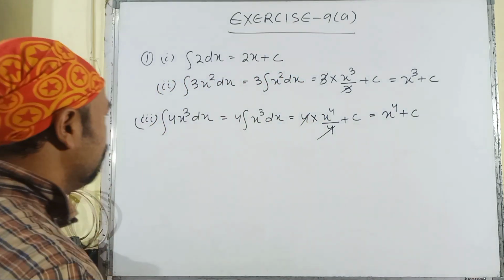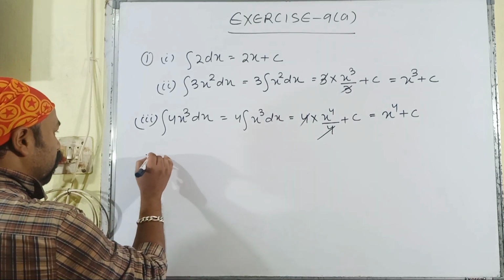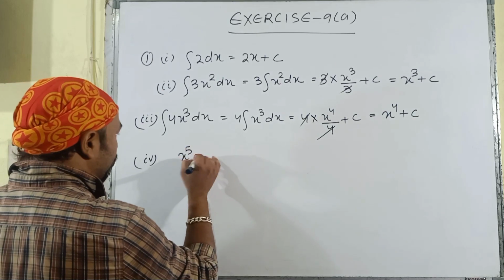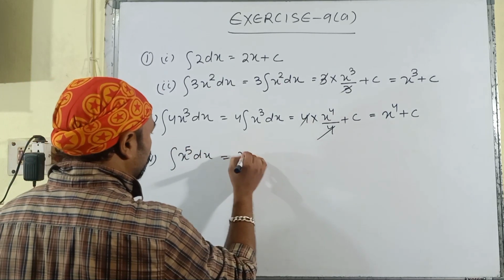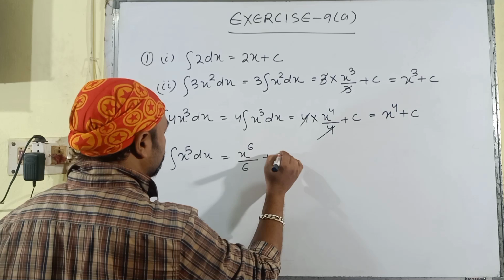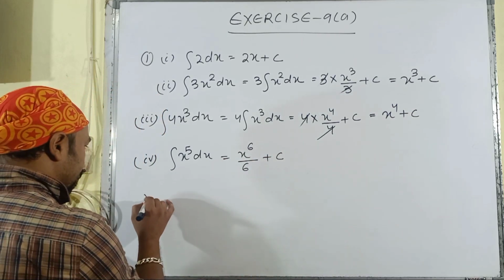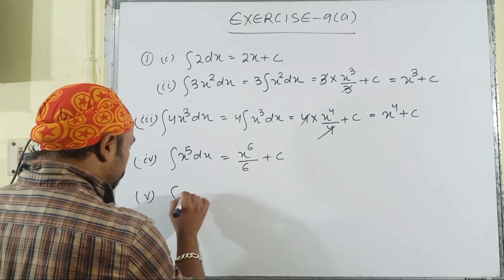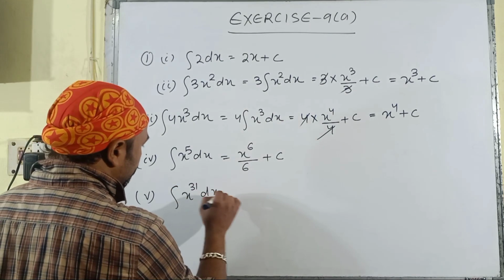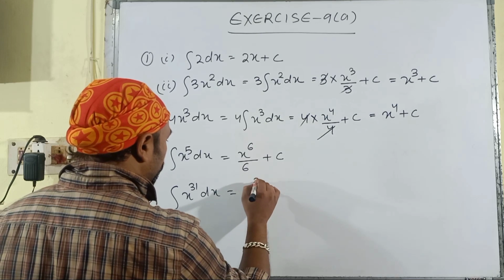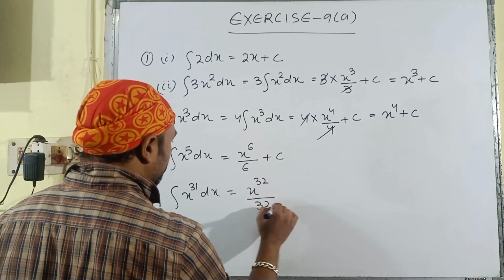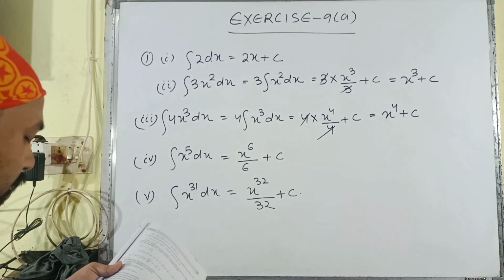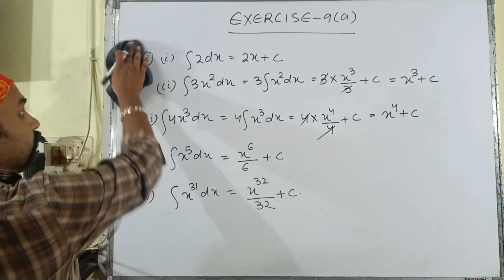Then the fourth bit is integral of x to the power 5 dx, and that will be equal to x to the power 6 divided by 6 plus any constant c. Then the fifth one is integral of x to the power 31 dx, and that will be equal to x to the power 32 divided by 32 plus any constant c. Then moving to the sixth bit.